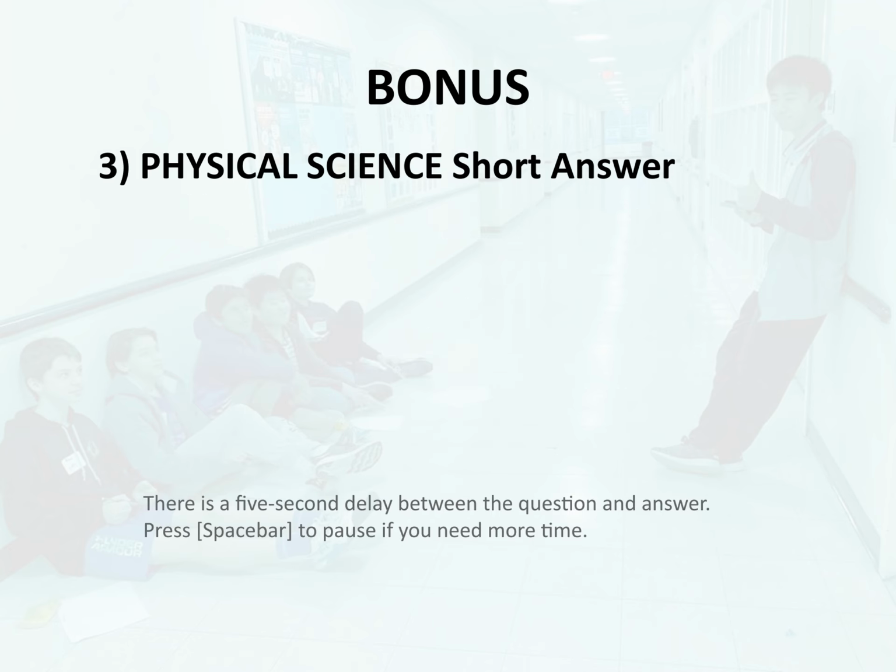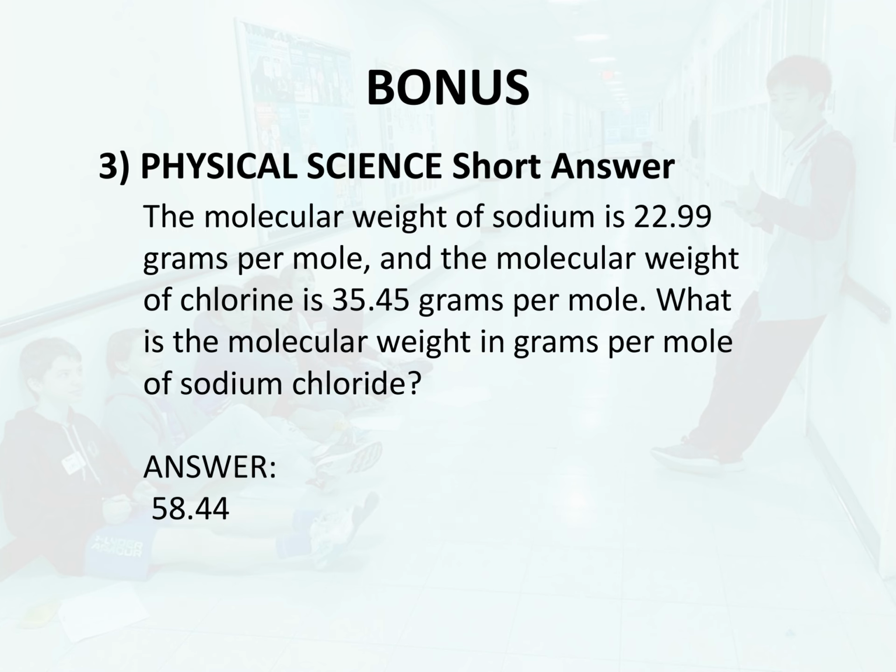Bonus 3. Physical science. Short answer. The molecular weight of sodium is 22.99 grams per mole, and the molecular weight of chlorine is 35.45 grams per mole. What is the molecular weight in grams per mole of sodium chloride? Answer 58.44.